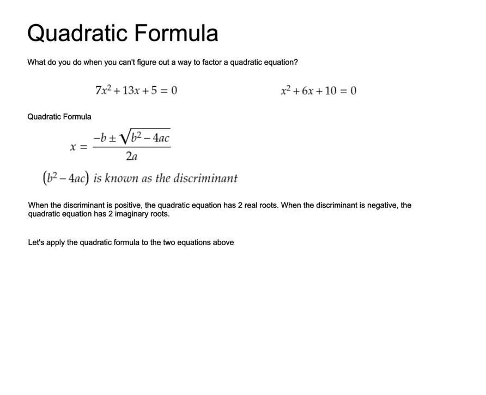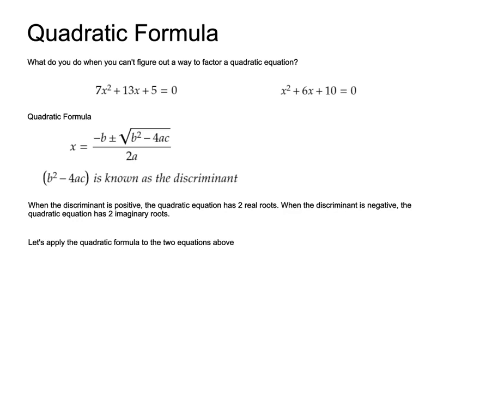When that happens, we have a formula called the quadratic formula that we can use to solve those types of quadratic equations. The quadratic formula states that when you have a quadratic equation in the form of ax squared plus bx plus c equals 0, that x is going to be equal to negative b plus or minus the square root of b squared minus 4ac all over 2a.